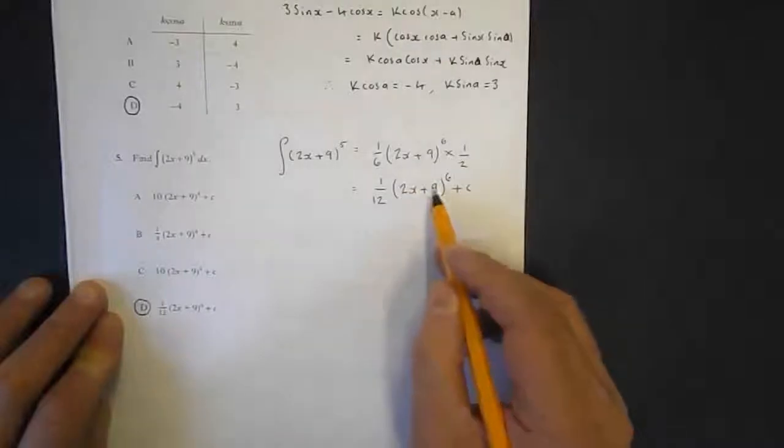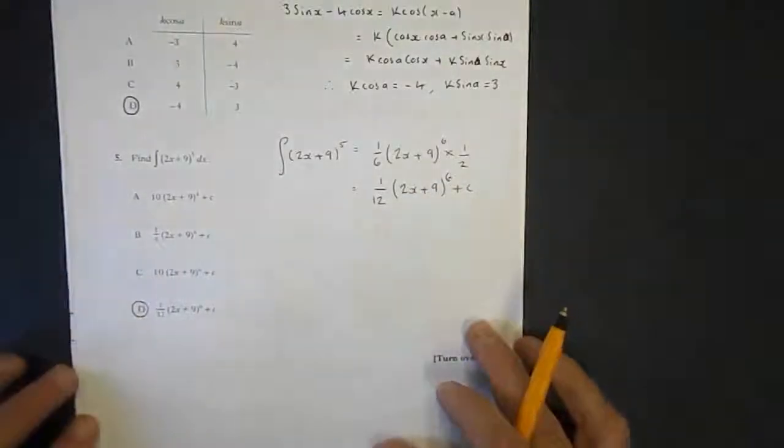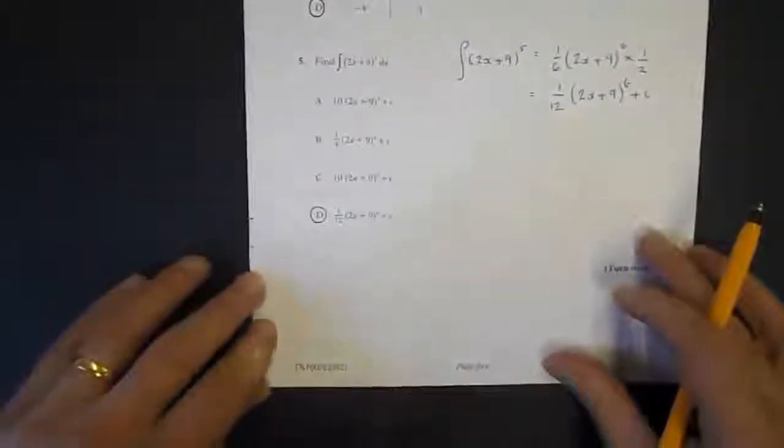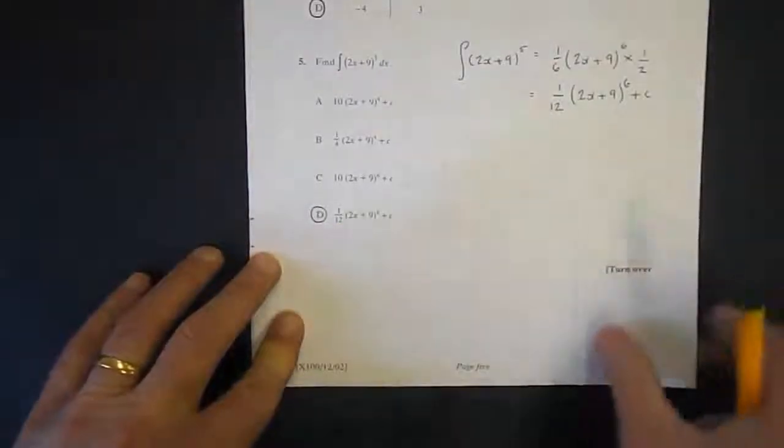Tidy it up, 1/12 (2x + 9) to the power of 6 plus c, and that makes it choice D.